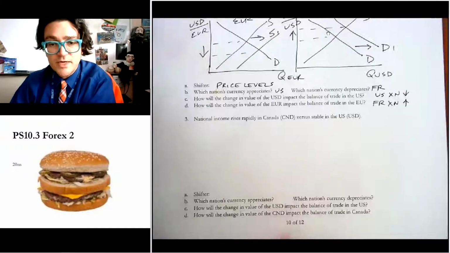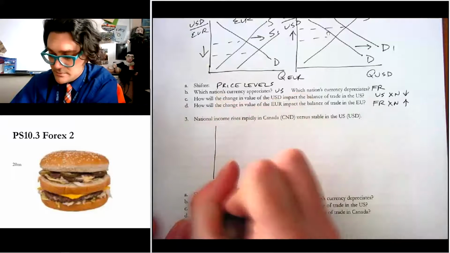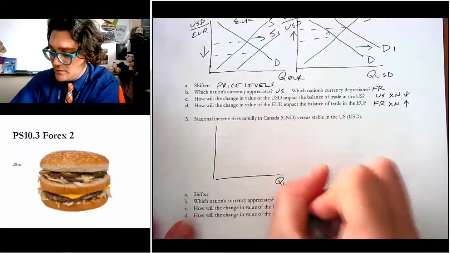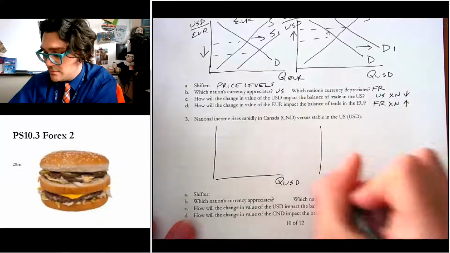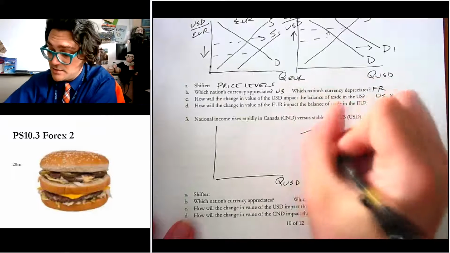Last one: national income rises rapidly in Canada versus being stable in the United States. So the US dollar market and the Canadian dollar market.